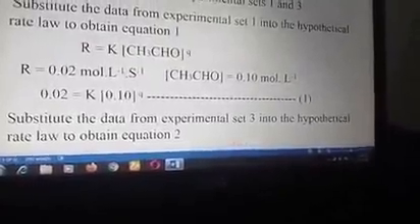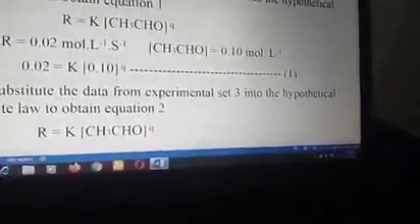Or you can divide equation 2 by equation 1. We have 0.180 all over 0.02, the two rates. Then on the other side, K times 0.30 to the power Q, divided by K multiplied by 0.10 to the power Q. When divided, you see that K cancels K.